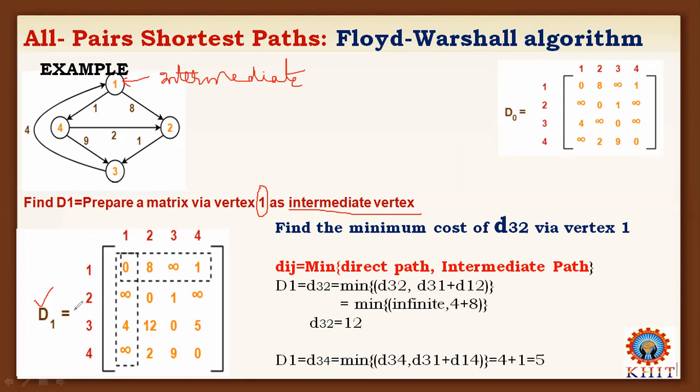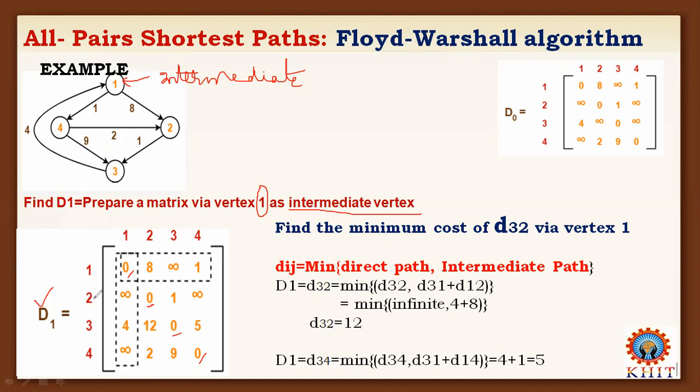And we need to find the minimum distance among all the remaining entries, and verify whether these are correct or not. Next, we need to find the distance from 2 to 2. These are considered diagonal values. Diagonal values should be 0, and you need to verify whether these are correct or not.